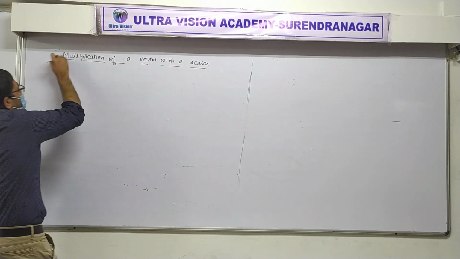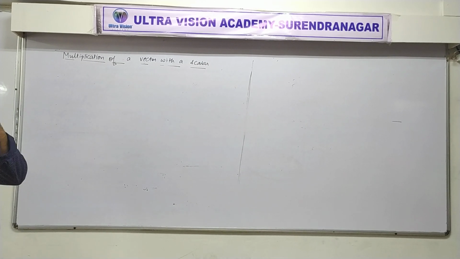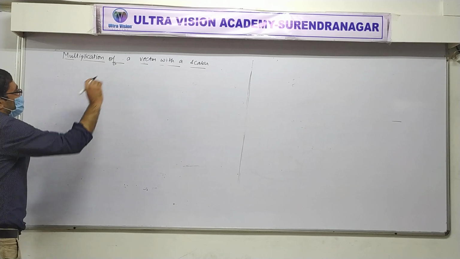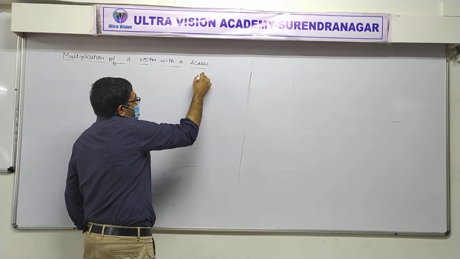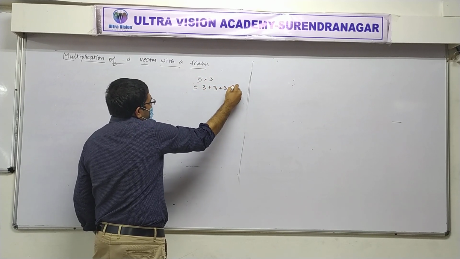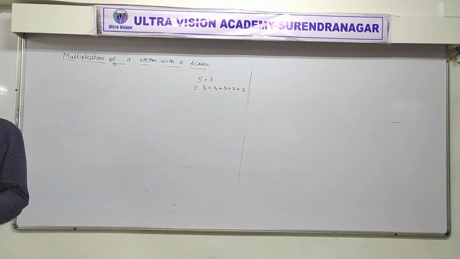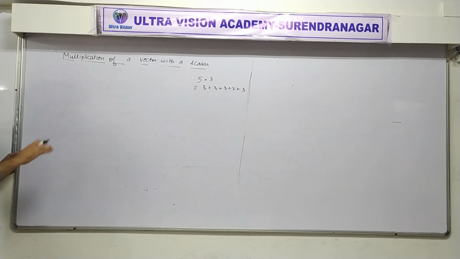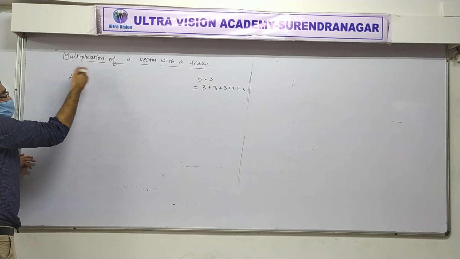Multiplication of a vector with a scalar means we are going to take a vector, take a scalar, and multiply them. So, building up from the very basic: you know that 5 into 3 means 3 plus 3 plus 3 plus 3 plus 3, yes? So you won't have any problem here. Let's start with an example.